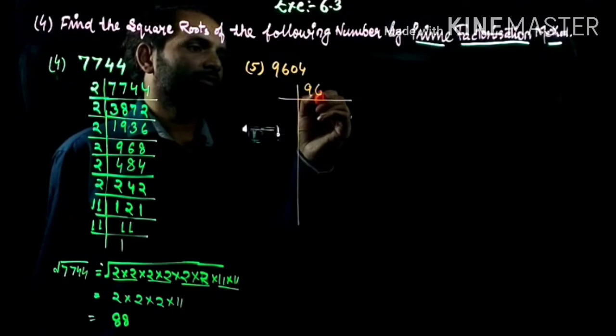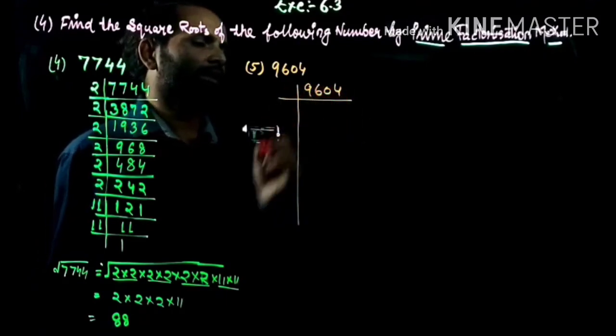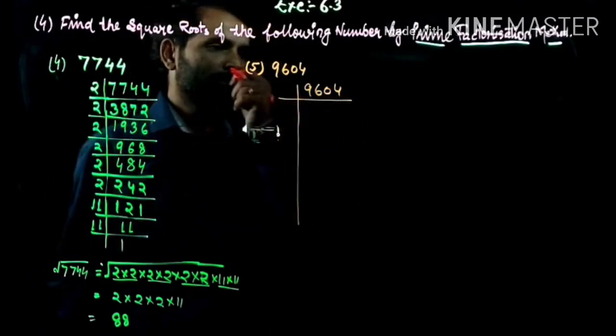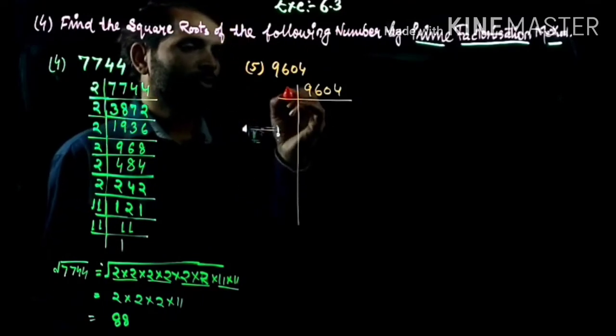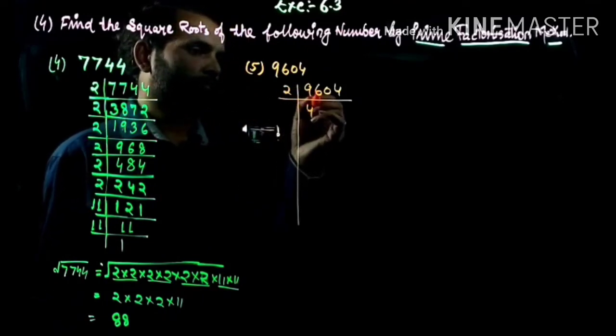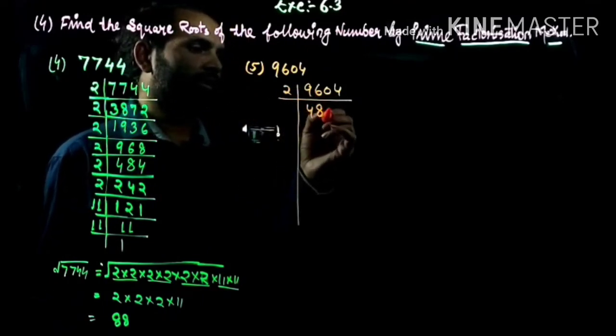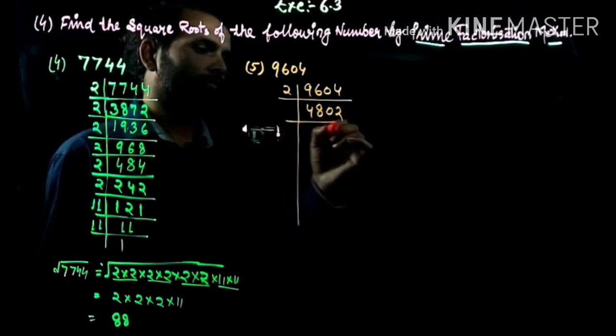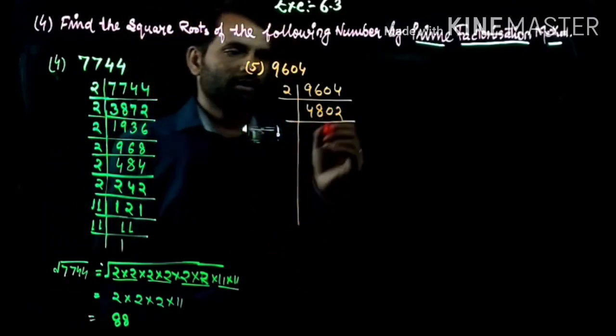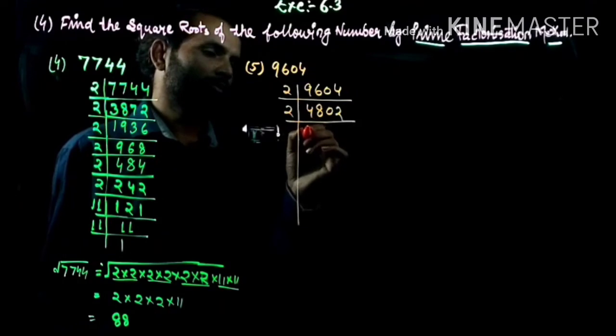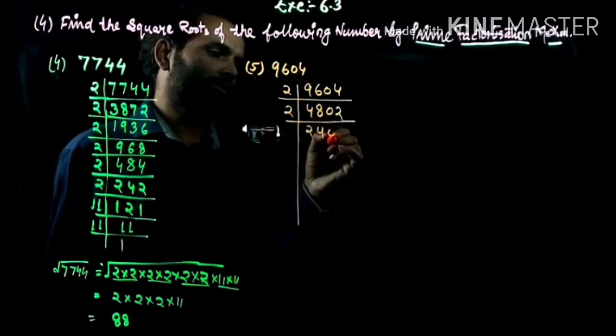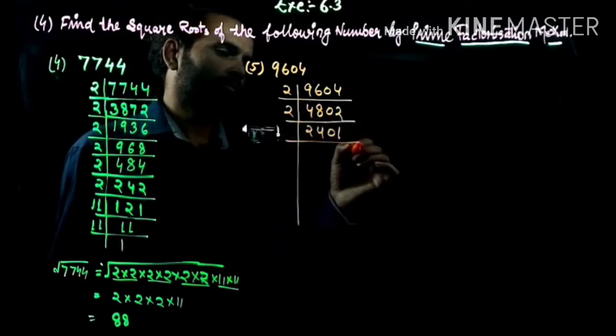Is 9604, first number last digit is 4. 4 will be an even number, so it will be divided by 2. 2 4s are 8 and 1 carry, 2 8s are 16, 0 and 2. Okay, and again it will be 2. 2 2s are 4, 2 4s are 8 and 0, 2 1s are 2.